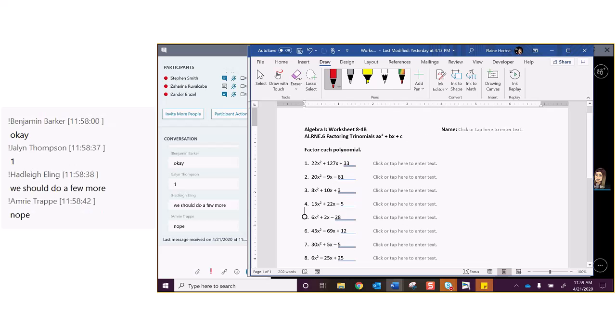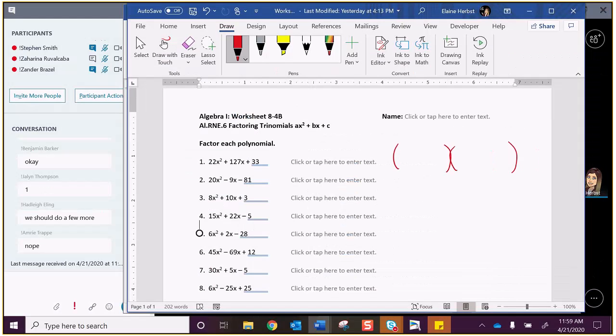Number 1. Ooh, this is humongous. What's 22, 33, 11? So 22 is either 1 and 22 or 2 and 11. I shared earlier that it's probably not going to be 1 and 22, but that doesn't mean it won't be. It just means I'm not going to start there. So I'm going to start with 2x and 11.